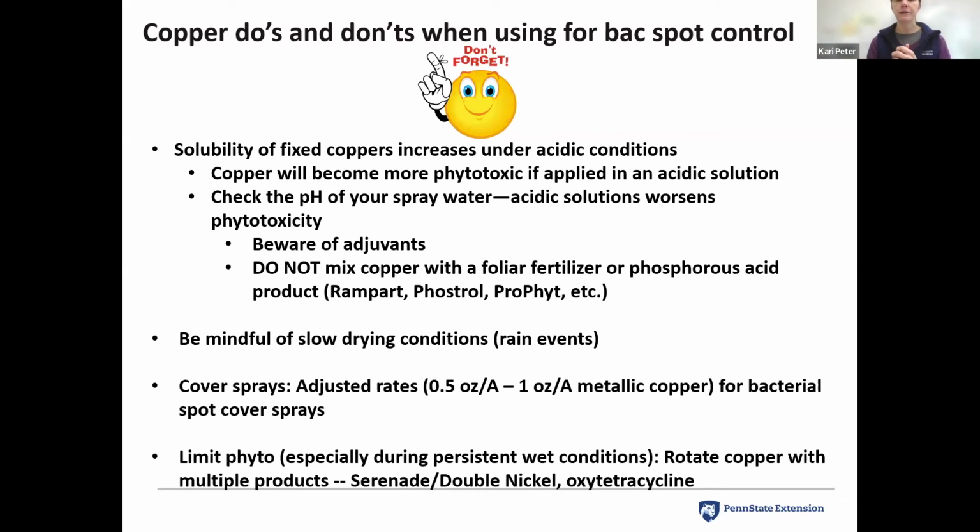And again, to limit phytotoxicity, you can rotate your copper with other products like Serenade and oxytetracycline. Okay, so just as a reminder, you may hear from other folks down south that Serenade and Double Nickel don't work. That's down south where their disease conditions are on steroids. We don't get those disease conditions. And that's why I believe I see these products do offer efficacy, because the disease conditions can be tempered with other products and they can be used in a rotational program.